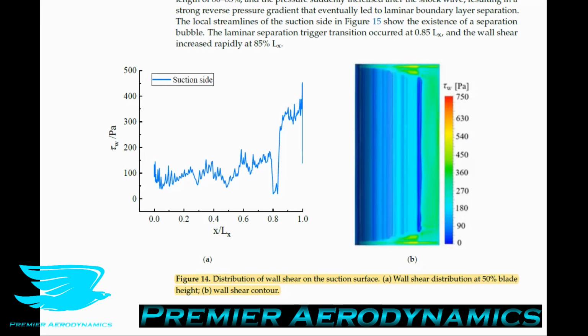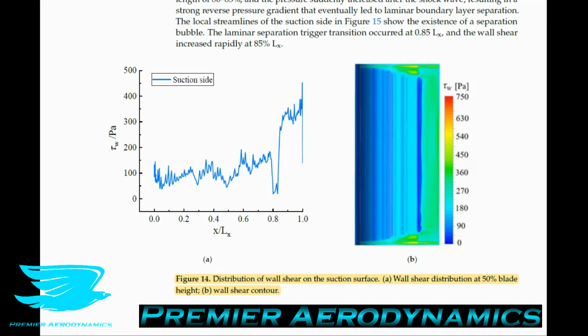and the wall shear distribution at 50% of the blade height is shown in figure 14. It also shows that the expansion wave is generated at about 80% of the chord, so 20% from the trailing edge, 80% from the leading edge. The shear stress dropped sharply at the chord length of 80% to 83%, and the pressure suddenly increased after the shock wave, resulting in a strong reverse pressure gradient that eventually led to laminar boundary layer separation. So the boundary layer was still laminar at this point, and it separated.